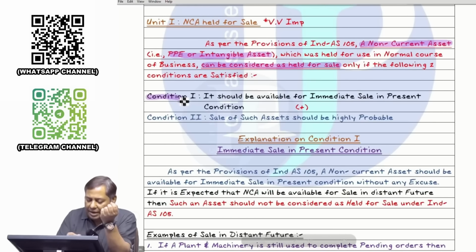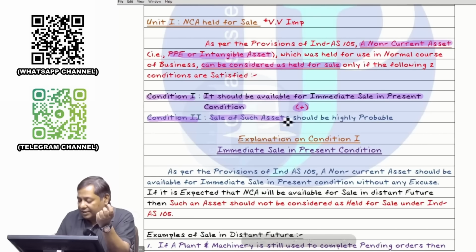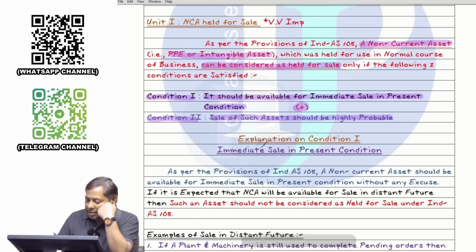So the first condition is it should be available for immediate sale in the present condition. See, it's a plus sign, not or. Both conditions are important. Second condition, the sale of such asset should be highly probable. And then I had given you the explanation. Which explanation? The first condition, that you should not have any excuse.